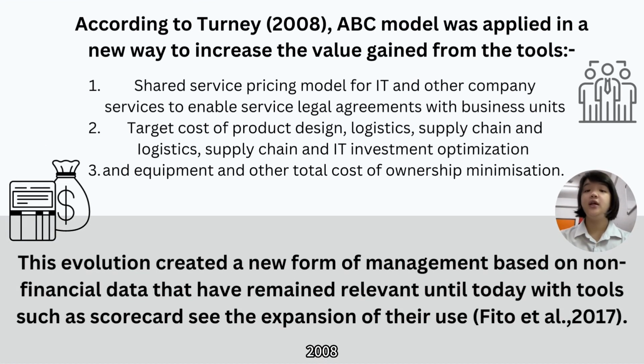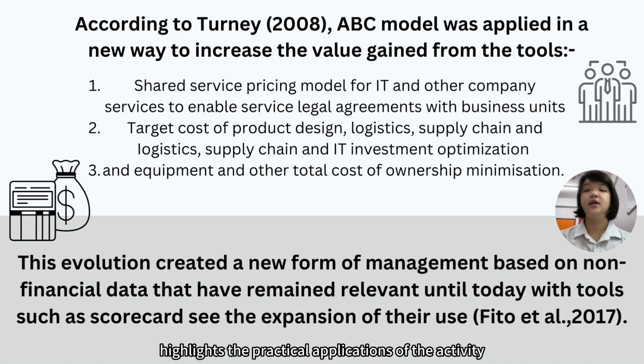Cokins 2008 highlights the practical applications of the activity-based costing model in different areas to increase the value derived from the tools. The first application is the implementation of a shared service pricing model, which allows businesses to establish service level agreements with various business units. By utilizing the activity-based costing model, costs can be accurately allocated, ensuring transparency in service delivery and facilitating effective cost management.